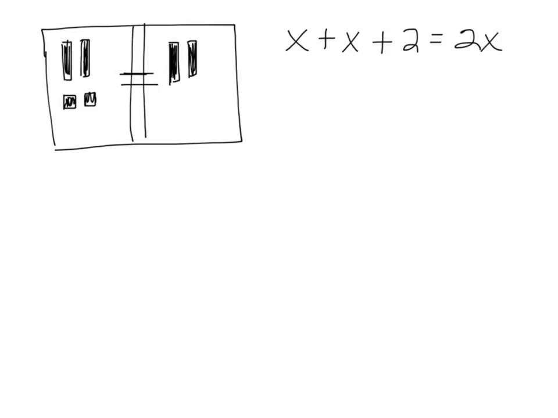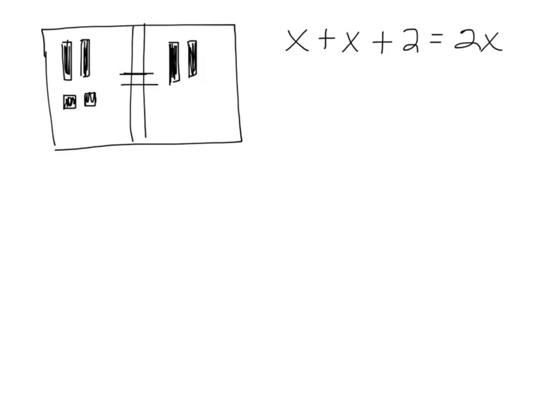Let's say I put in a number for x. I put a 2 in here, so that'd be 2 and 2, and then there's 2 more, right? This side would have 2 and 2, but it's not going to have the extra 2. So this side's always going to have more. So it can never be equal.